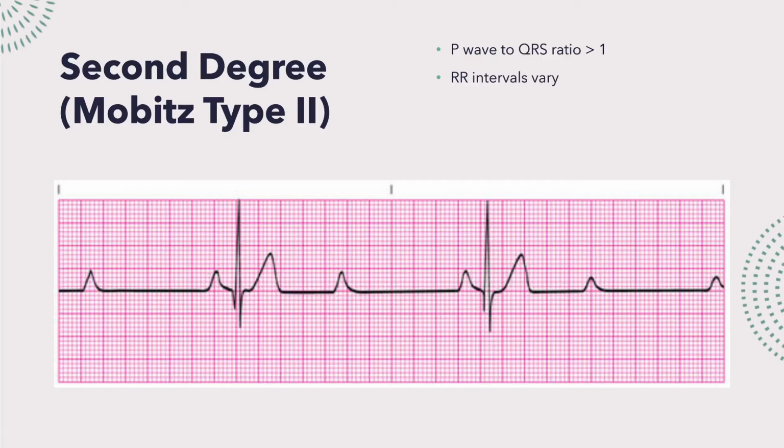So there's going to be a lot more P waves than QRS complexes. That's what we mean by P wave to QRS ratio is greater than 1.